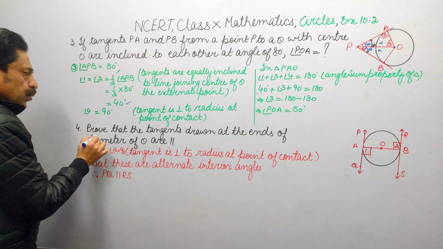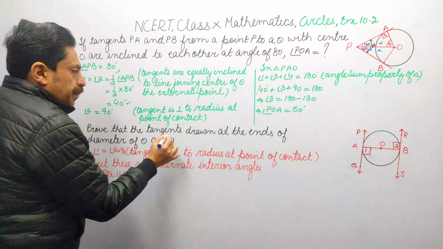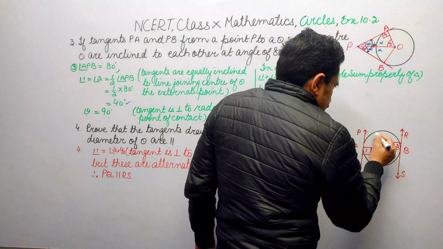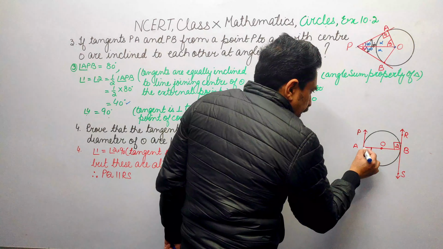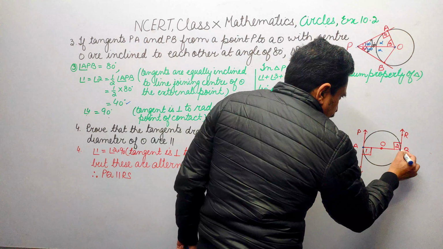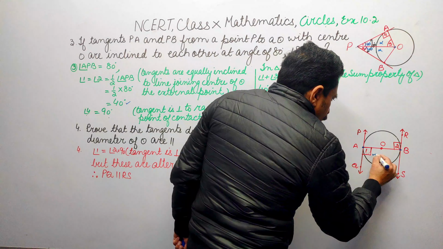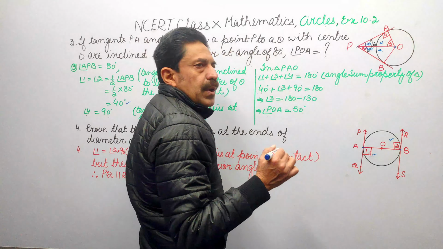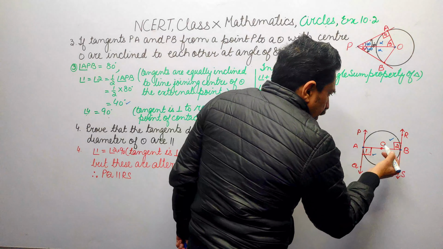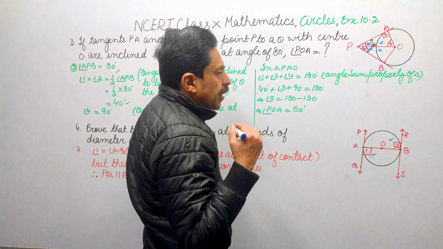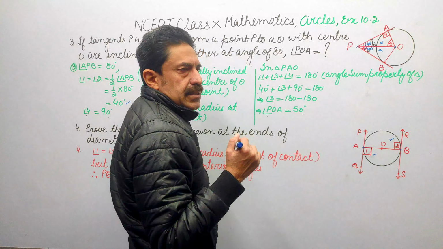Fourth question: prove that the tangents drawn at the ends of a diameter of a circle are parallel. Now we have taken a circle with center O, and AB is the diameter. At the ends of the diameter, that is at A and B, we have drawn tangents. What are the measures of these angles? Angles 1 and 2 are 90 degrees each. Now what is the relation between angles 1 and 2? They are alternate interior angles. If alternate interior angles are equal, then the lines are parallel.